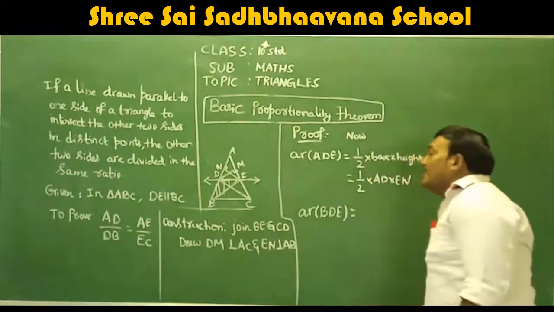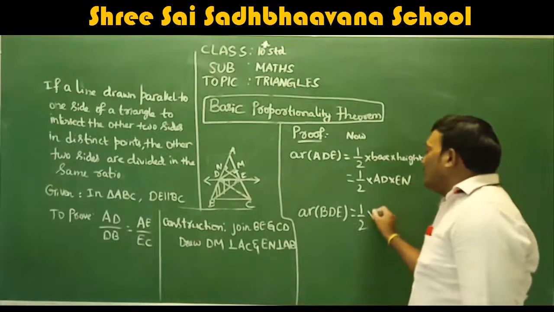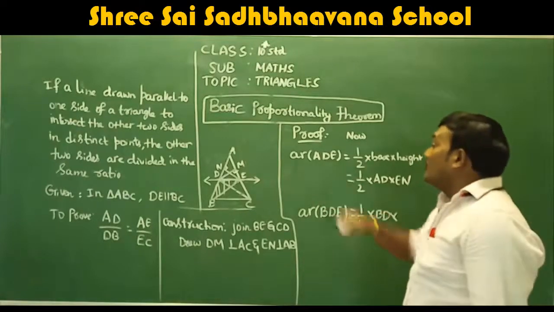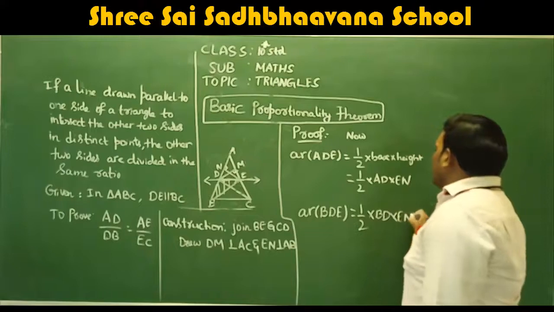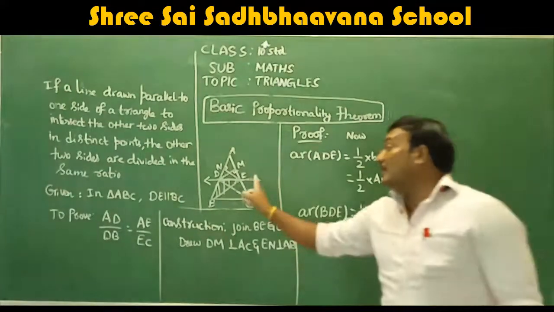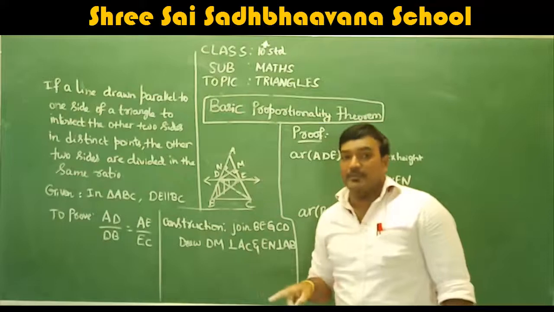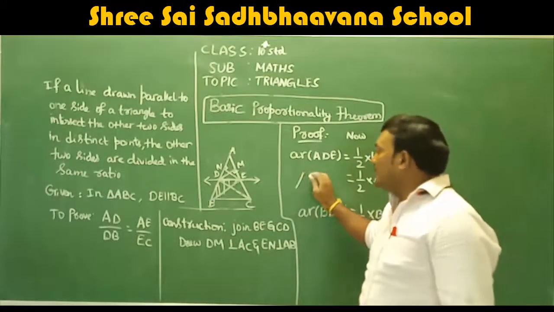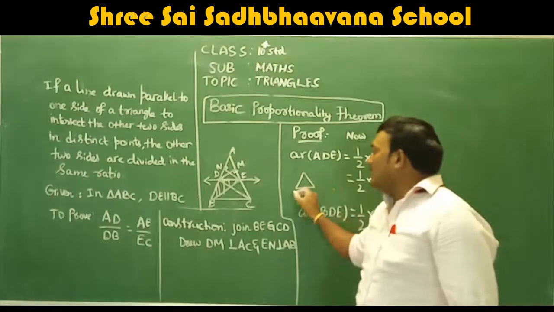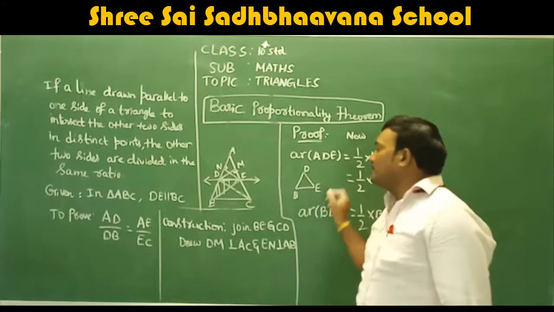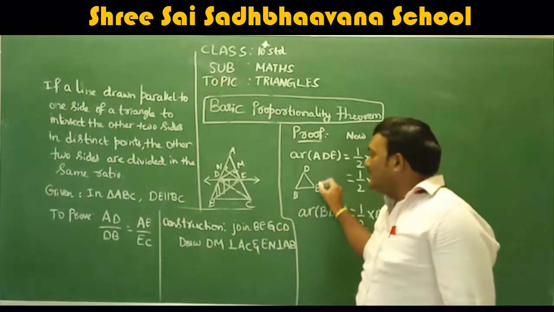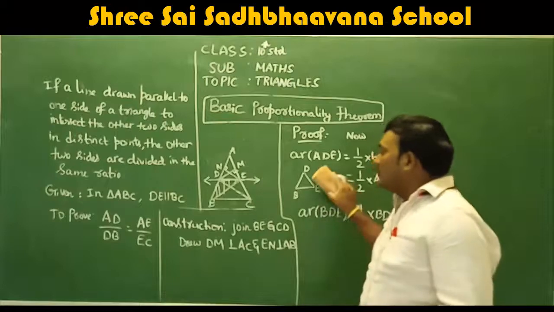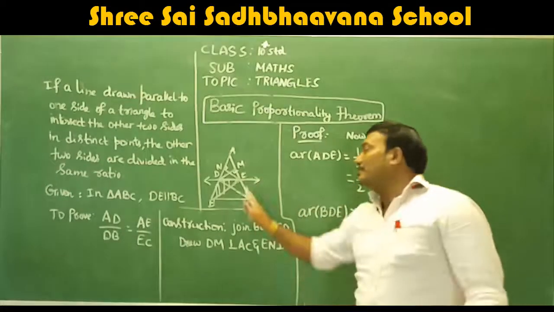So area of triangle BDE will be half into base. Base is BD itself, correct? And what is the perpendicular for the base BD, which is EN? And remember, ED you cannot take as perpendicular. ED is a side of the triangle. A side cannot be taken as a perpendicular. For any triangle, for example, if you consider this as a triangle BDE, we cannot consider ED as perpendicular. ED is one of the sides.